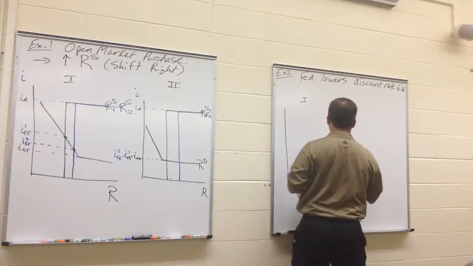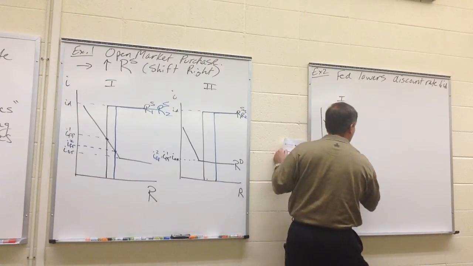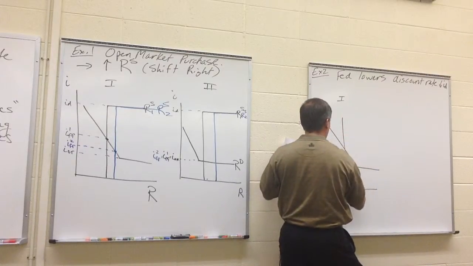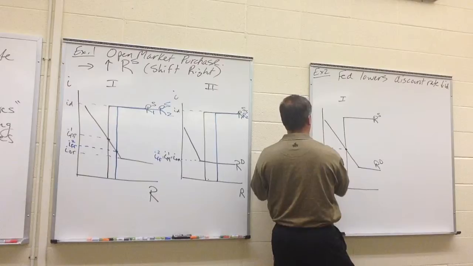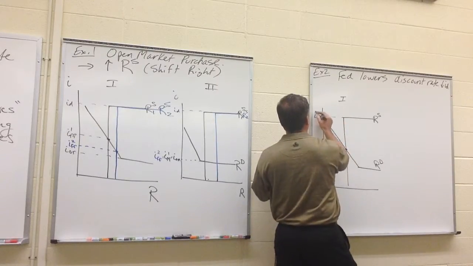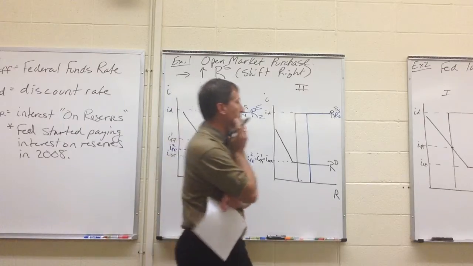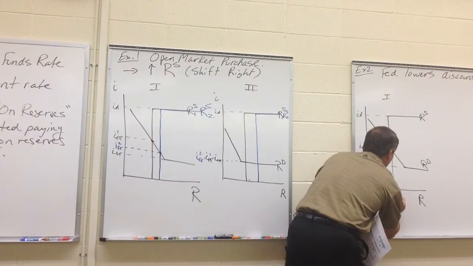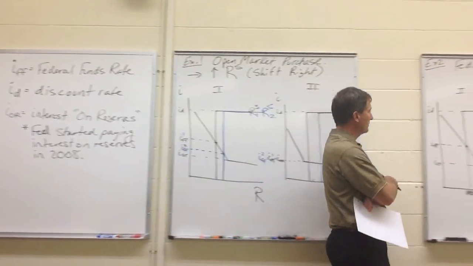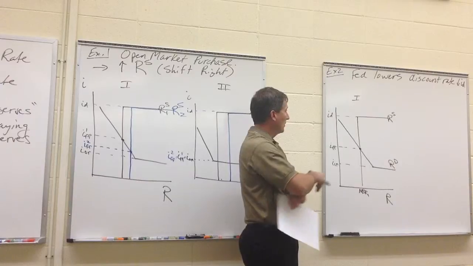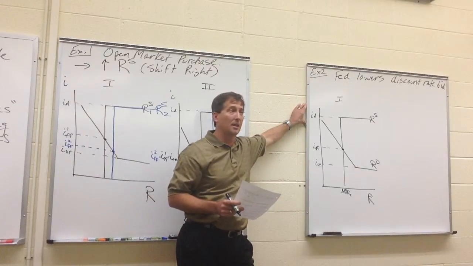Hopefully one of my objectives here is to get you good at drawing these new crazy graphs. So if we are at the regular intersection point, and we're up here at ID, and down here at IOR. So there's our home base. This is the quantity of non-borrowed reserves. What is the impact of a lowering of the discount rate here on the federal funds rate?